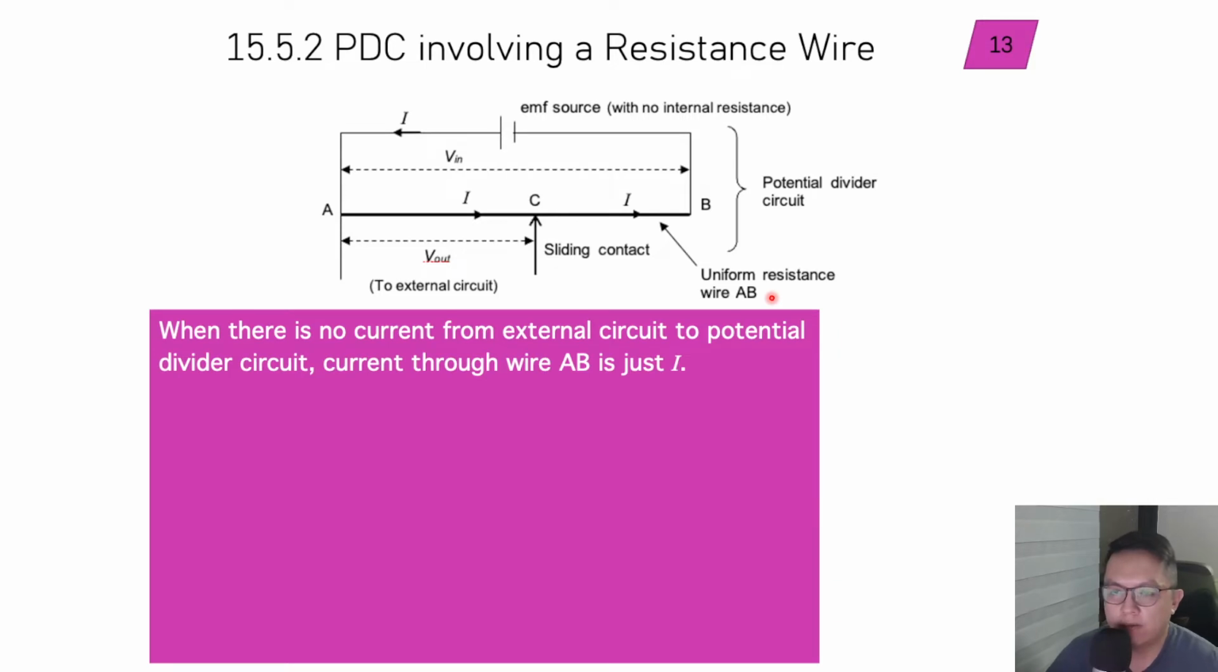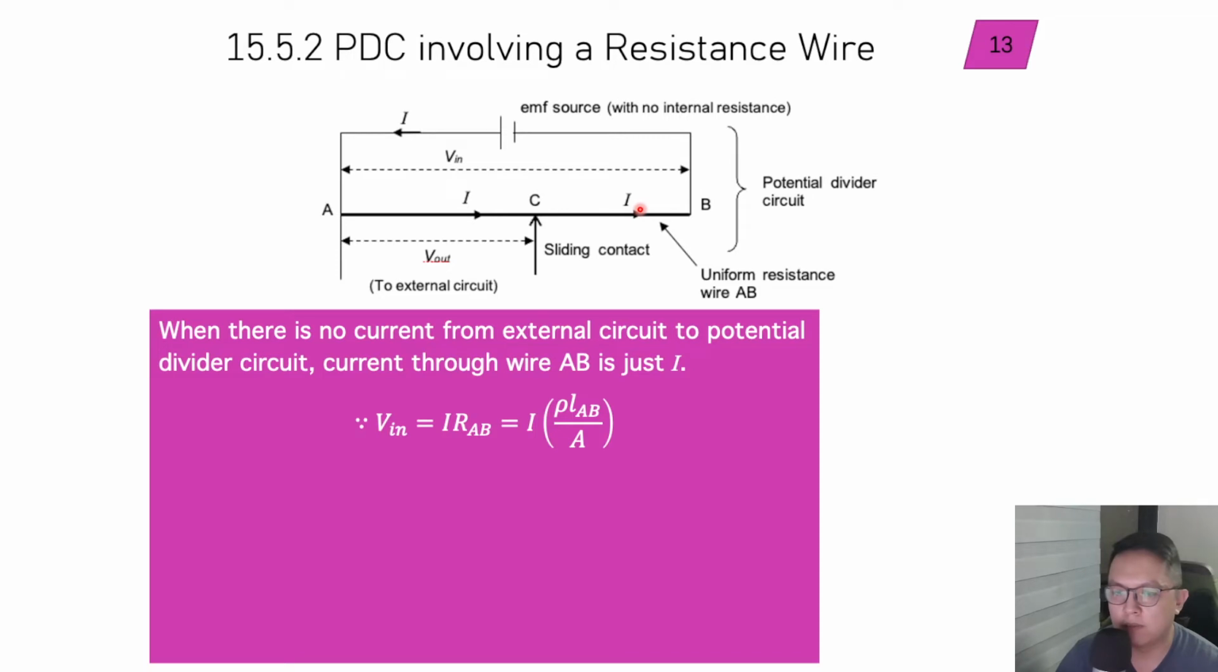When there's no current from external circuit to the potential divider circuit, current through wire AB is just I. So what we are saying here is that the current from the external circuit does not come back into here. Whatever current that's coming out from the EMF source I, it's the same current that's going into the resistance wire AB here. Once you have that, we can say V in is equal to I times RAB. So this potential drop, this terminal voltage here, is equal to the current multiplied by resistance of AB.